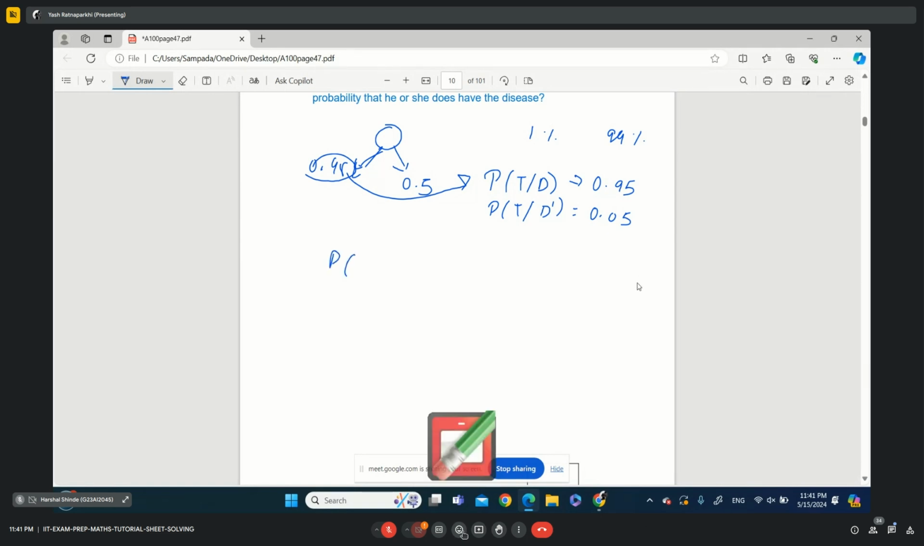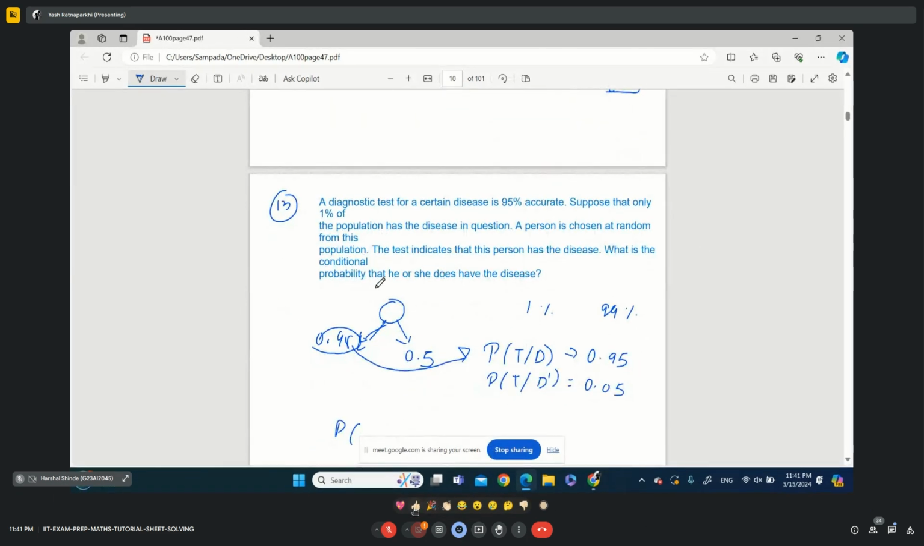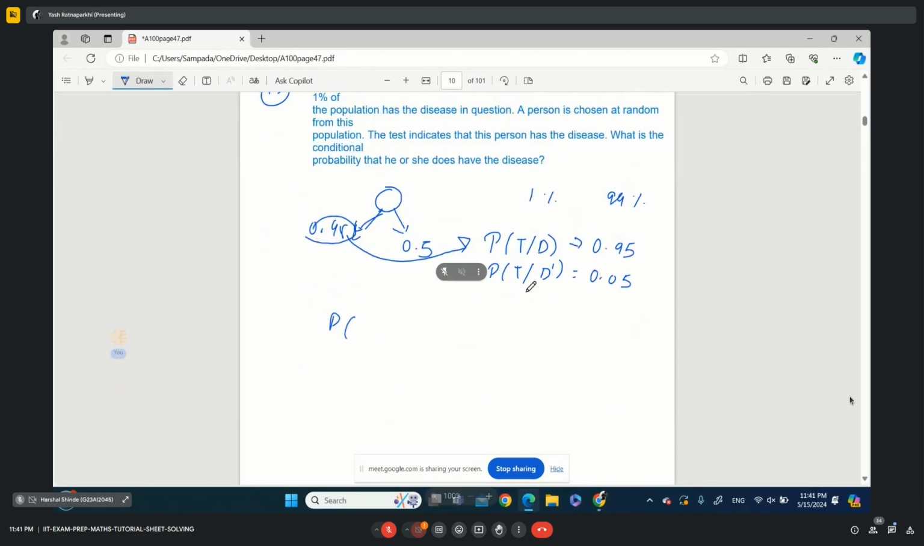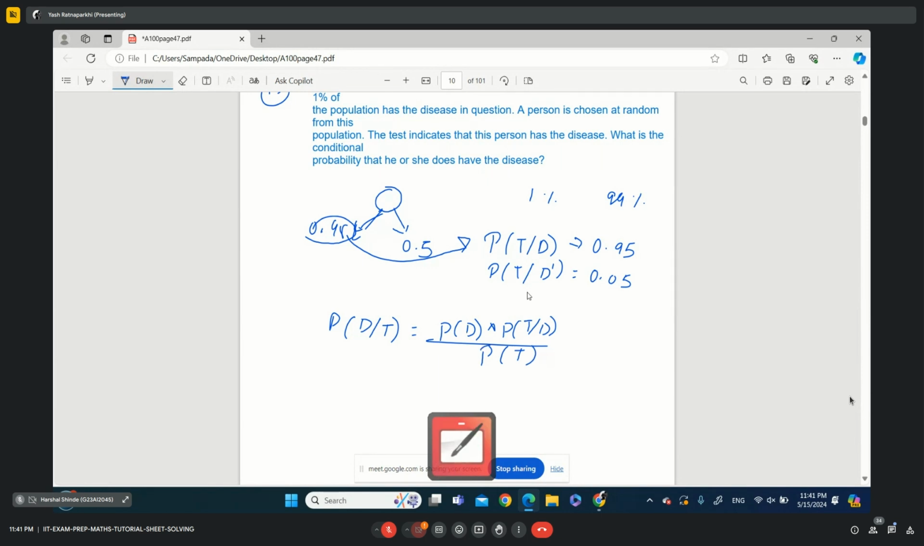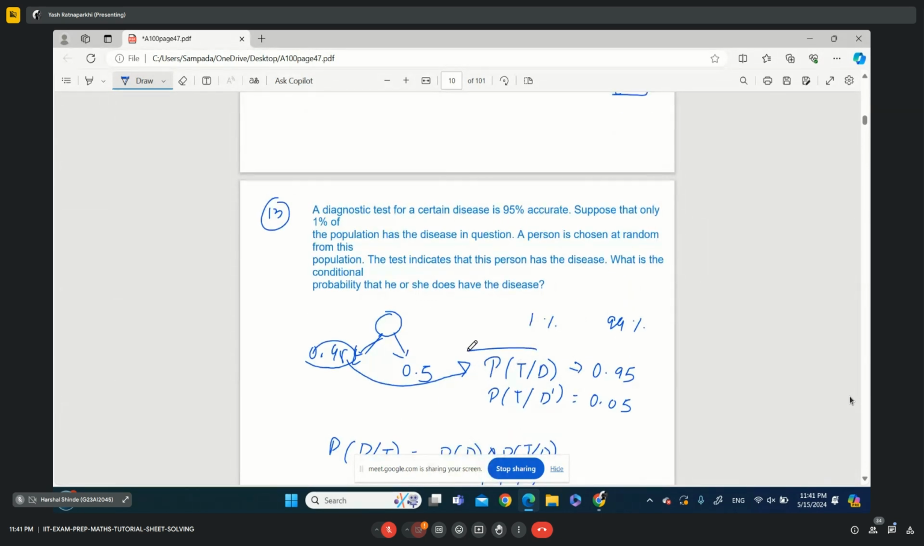It is asked to us what is the conditional probability that he or she has a disease. तो has a disease का क्या मतलब है? We need to find that has a disease given that test is done. So what formula will apply? Will apply probability of D into probability of T given D into probability of total. Again वही formula. ठीक है, ये आपको अगर लगे तो मैं एक बार और आपको ये चीज समझा सकता हूँ.